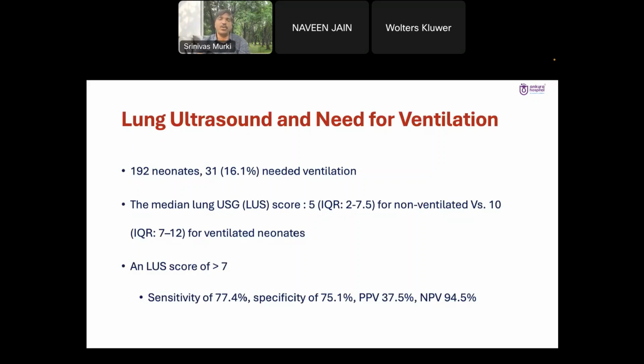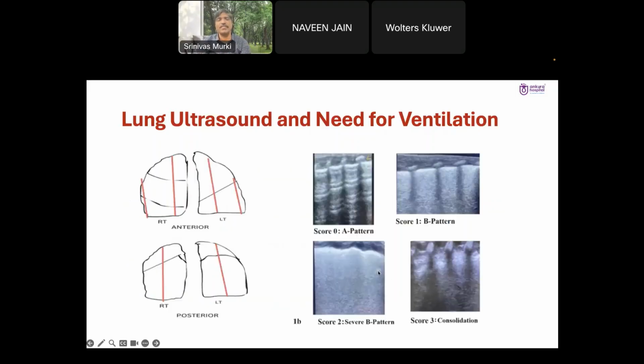Negative predictive value is always better, because if the lung score is less than 7, you can safely continue the baby on CPAP and surfactant, and you don't have to think of shifting the baby to a place where ventilation is available. So I would suggest that you use it liberally, especially in places where you don't have a ventilator backup. You can do the lung ultrasound anteriorly, laterally, and posteriorly, and look for this.